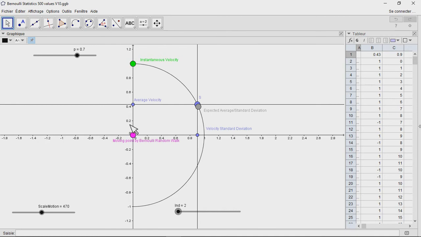The displacement is represented vertically by the purple point. It is adjusted by the scale motion setting to be able to overlap the semicircle of velocity. The half circle alternates the occurrence of instantaneous velocity -1, red point, or +1, green point.